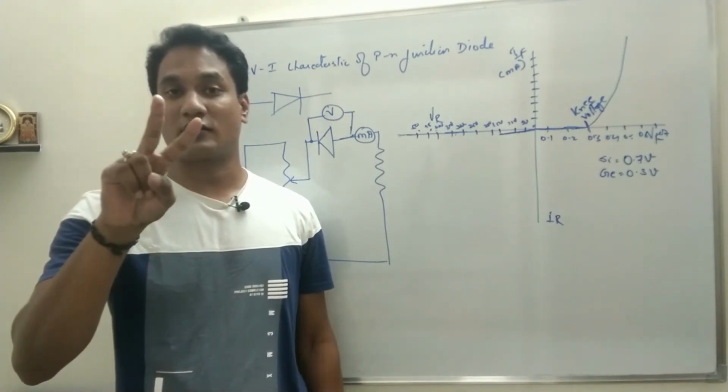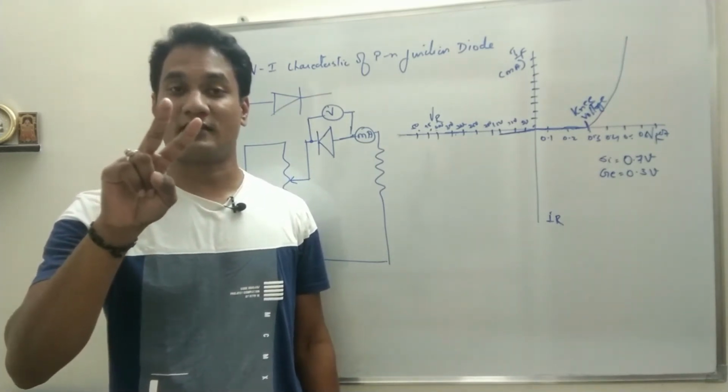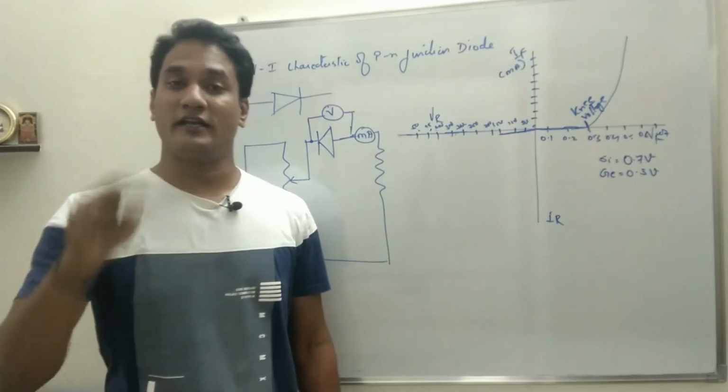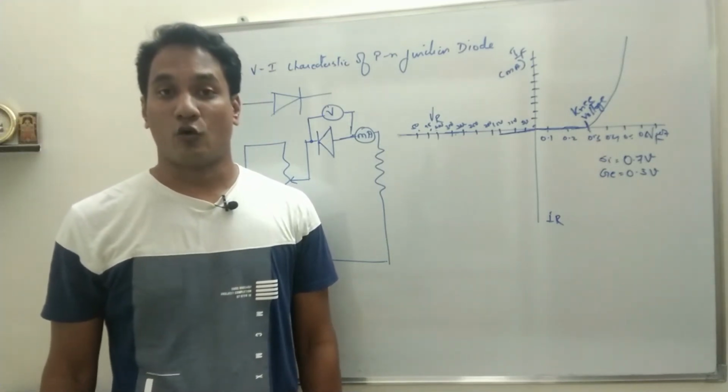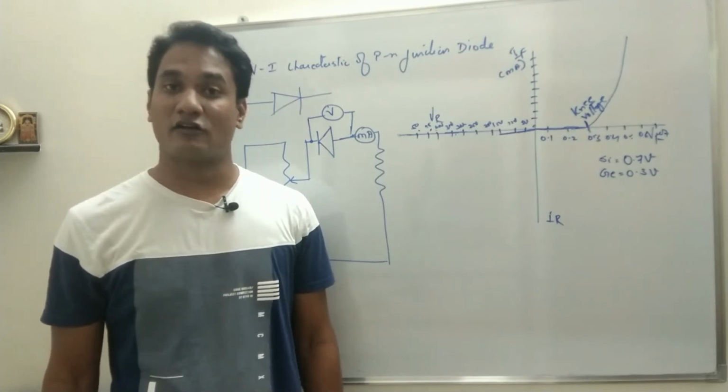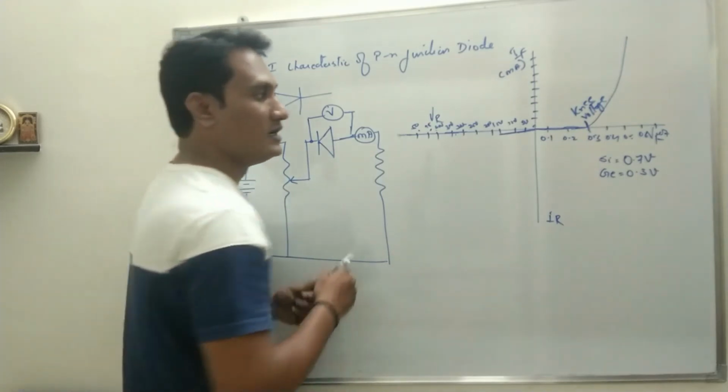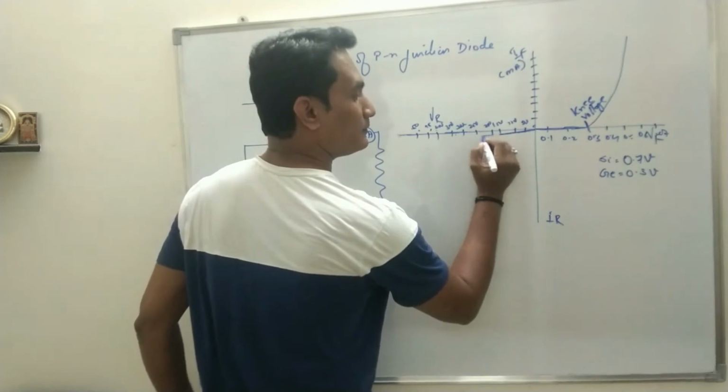Suppose that there are two electrons, and these two electrons are velocity accelerated. They will go and hit another two electrons which are in the covalent bond, making them free electrons. So now it becomes 4 electrons. So gradually the current will increase.